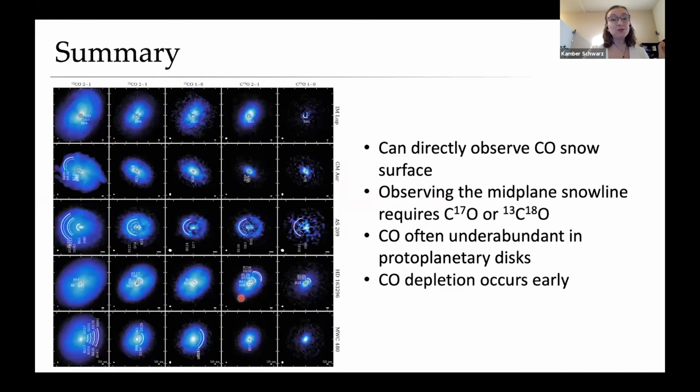Okay, so to quickly summarize, we can now directly observe the CO snow surface in protoplanetary disks. If we want to observe the mid-plane snow line, we need to use a rare isotopolog such as C17O or 13C18O. CO is often underabundant in protoplanetary disks, and observations suggest that this depletion occurs early.